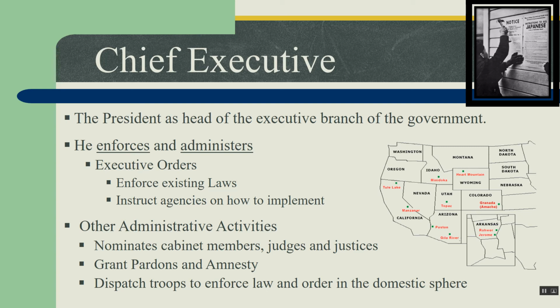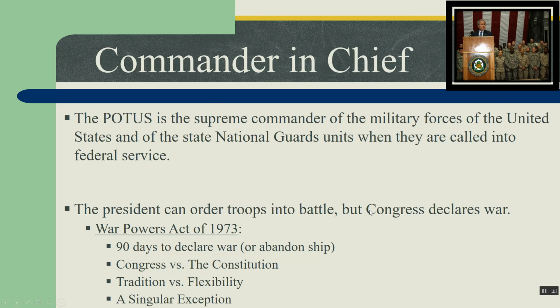All right, so what else? Other than executive orders, enforcing and administrating the law, how can the president serve as chief executive? Well, other administrative activities that fall within this category involve nominating cabinet members. Remember, these are the 15 heads of the cabinet departments, the 14 secretaries, and the attorney general, or nominating judges and justices to serve on federal courts, such as the Supreme Court. He can also act as chief executive by granting pardons or amnesty, and again, by dispatching troops to maintain law and order in the domestic domain.